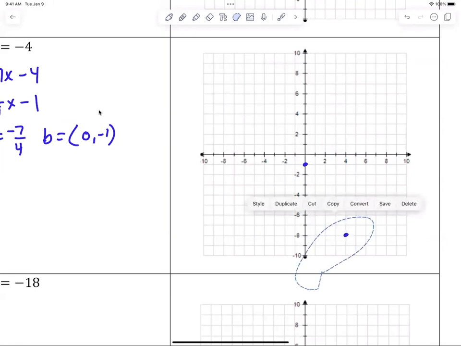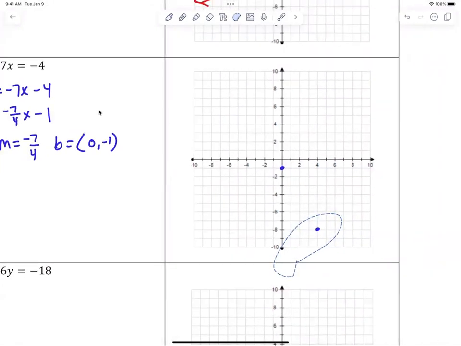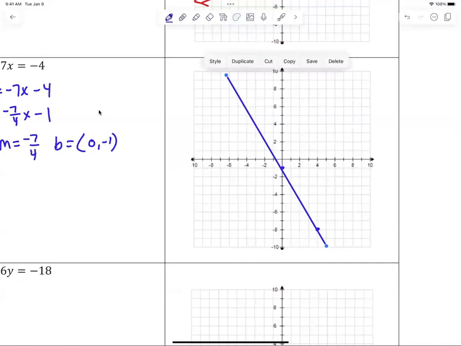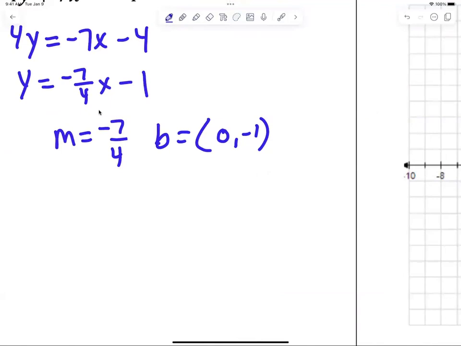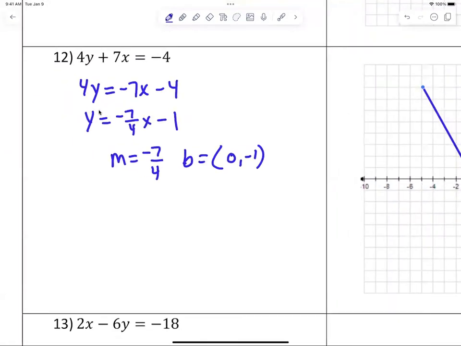Anybody have a problem with why it's down 7? What is the slope? You tell me. You tell me what the slope is. Okay. What do I have as the slope? I have -7/4, right? So now you're asking me, how did I get -7? Now do you see how I got -7? You with me or not? So now you understand why I went down 7 to the right 4.